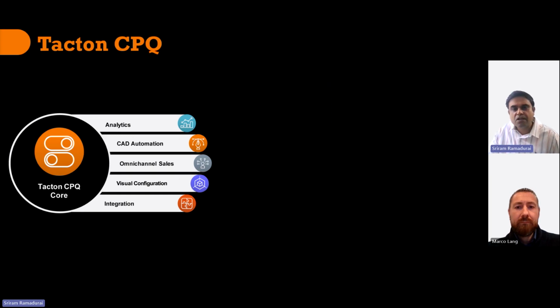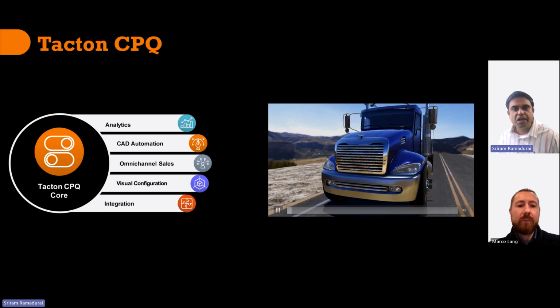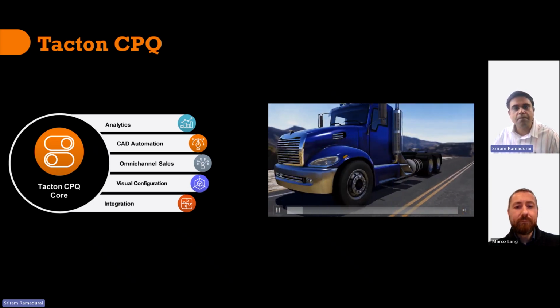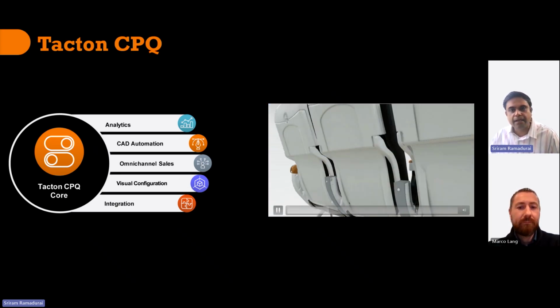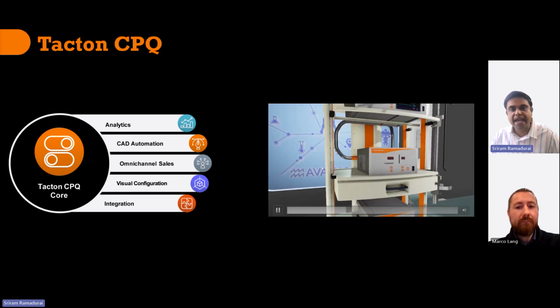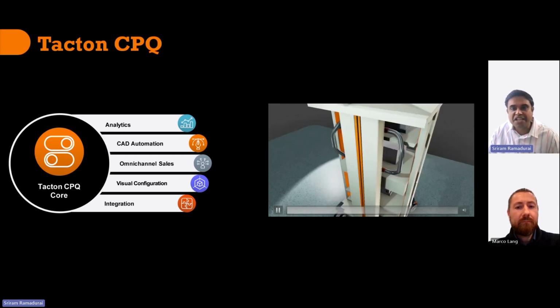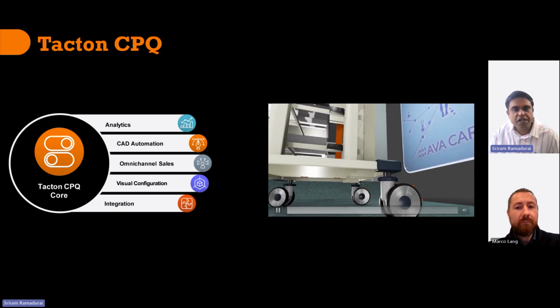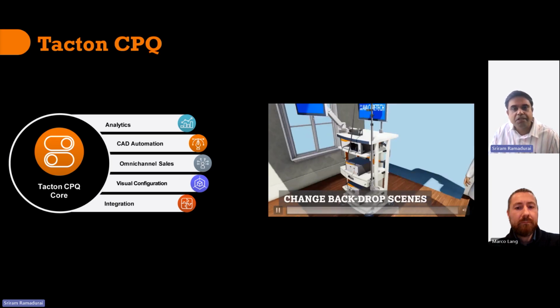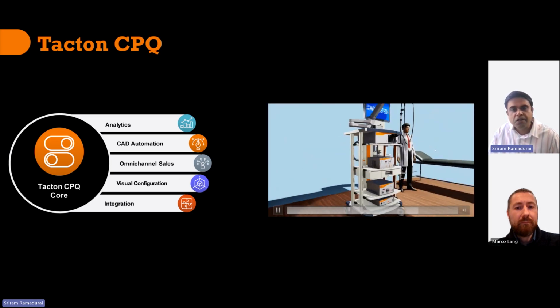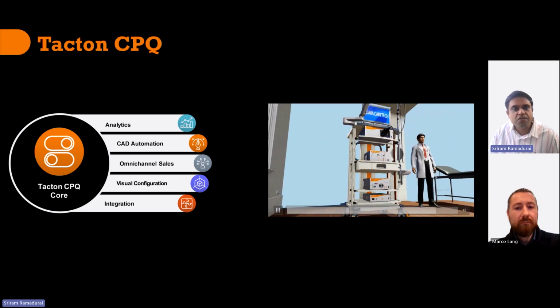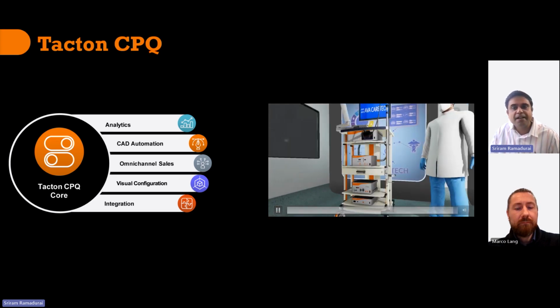So when you look at Tacton CPQ, it is our core enterprise SaaS offering that manufacturers trust for their CPQ needs. But in addition to Tacton CPQ, we also have multiple add-ons or options that our customers leverage, like analytics for analyzing quotation data, CAD automation for generating engineering drawings, and visual configuration, which is what we're going to dive into today. There are some cool things you're going to see, from real-time 3D to augmented reality, and I'm excited about the capabilities that Marco is going to showcase later here.